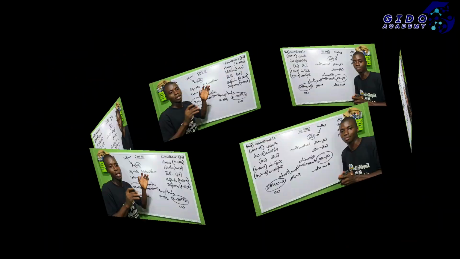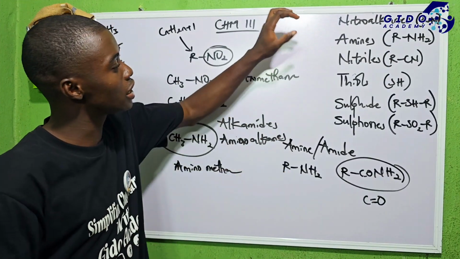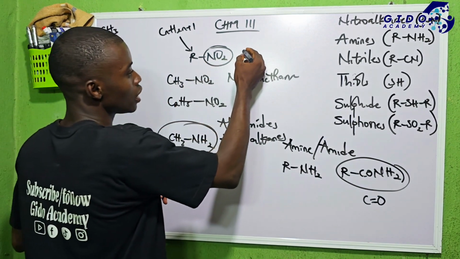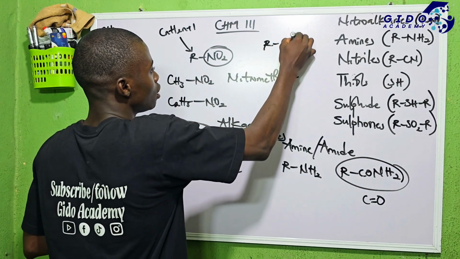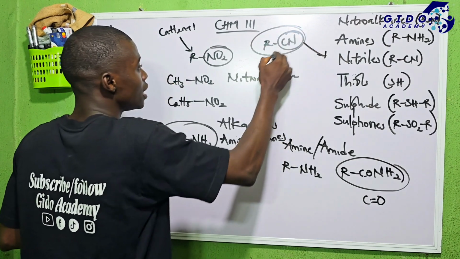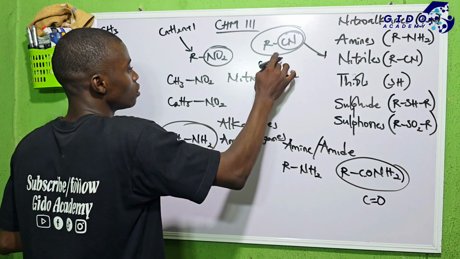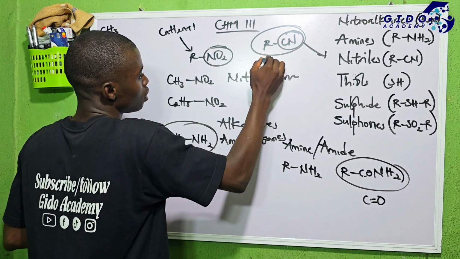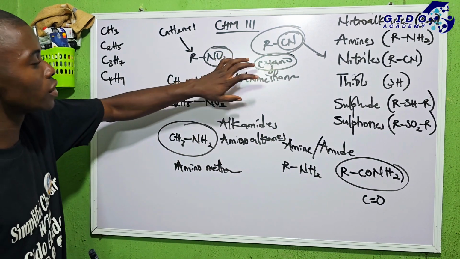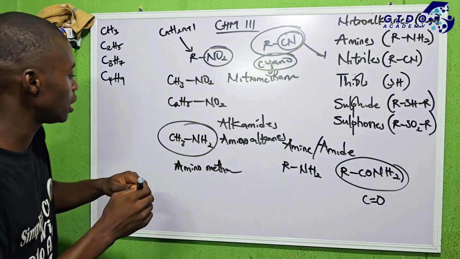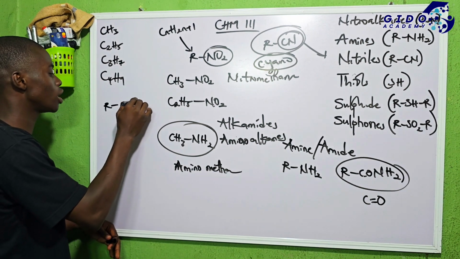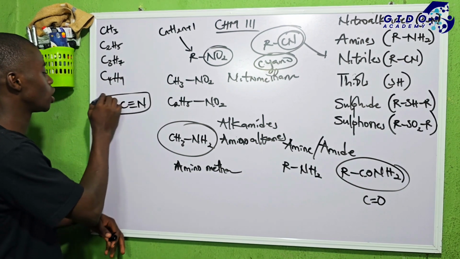The next functional group we're dealing with in this series is the nitrile functional group. The nitriles have the general formula of RCN. The full functional group is called nitrile, but this CN simply means cyano, the cyano functional group. Please take note of this. The functional group looks like this: R single bonded to carbon, triple bonded to nitrogen.